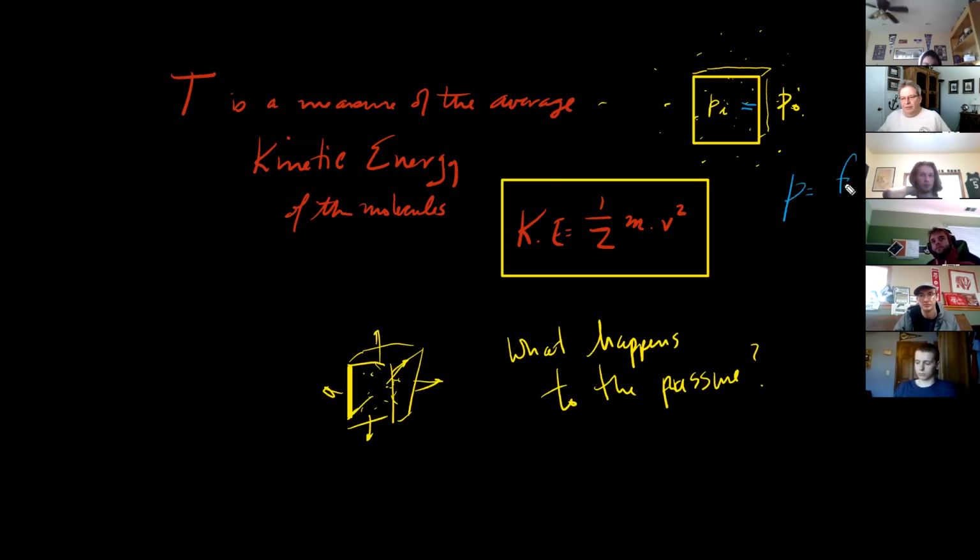P equals F over A. So I heat it, the force goes up, but that would make the pressure go up if the area stayed the same. But because the area is going up, and they're directly proportional, the pressure stays constant. Why? Because the outside air pressure stays constant. I'm only heating the air molecules inside the box, and that means the box expands. So when I heat a gas, it expands.